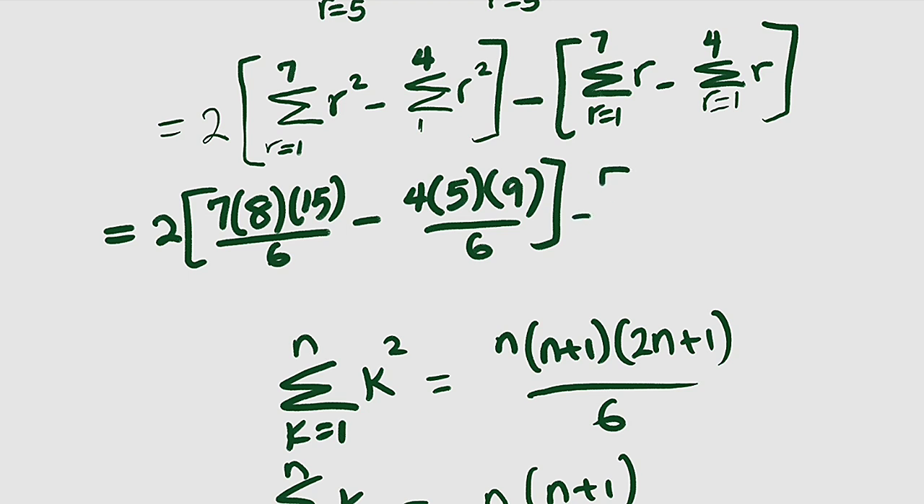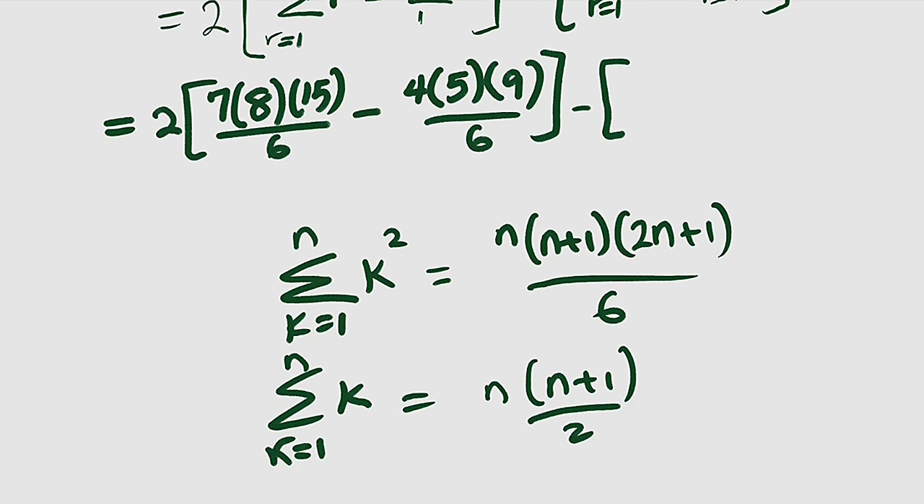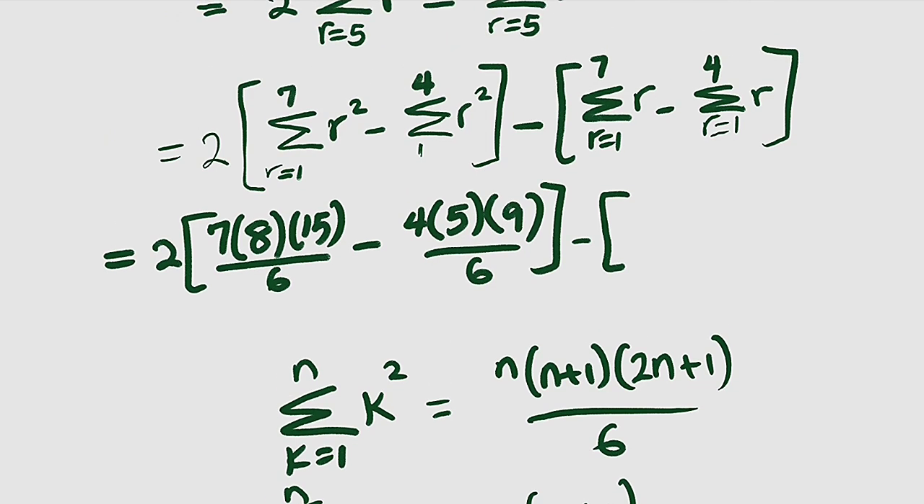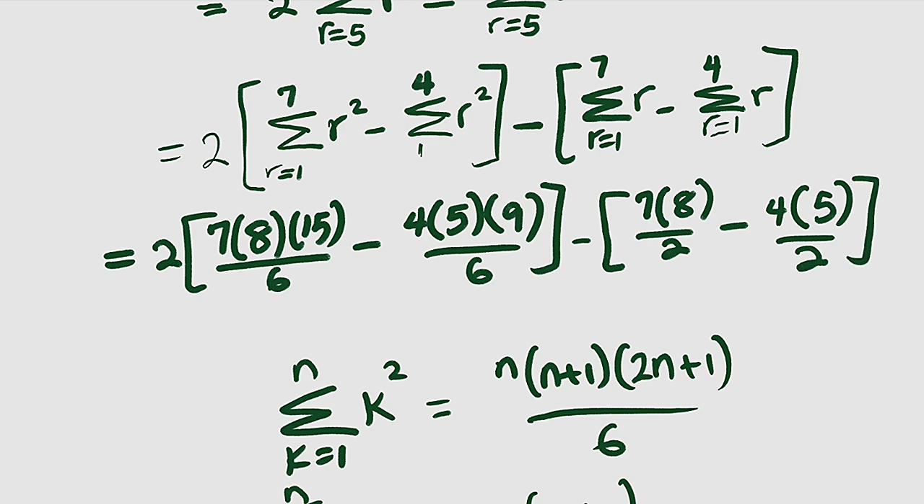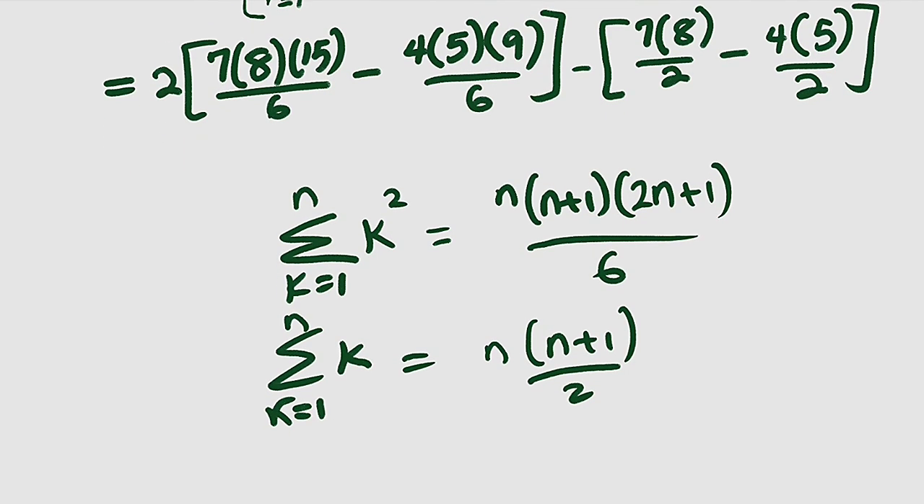Then minus second bracket. Remember, this is just r without any power. So we are going to apply n times n plus 1 divided by 2. n, which is 7, multiplied by n plus 1, that is 8. 7 plus 1 is 8. Then divide by 2. We minus, this time around we have 4. So it will be 4 multiplied by 4 plus 1, which is 5. Then divide by 2. The moment we simplify this, we are going to get our final answer.